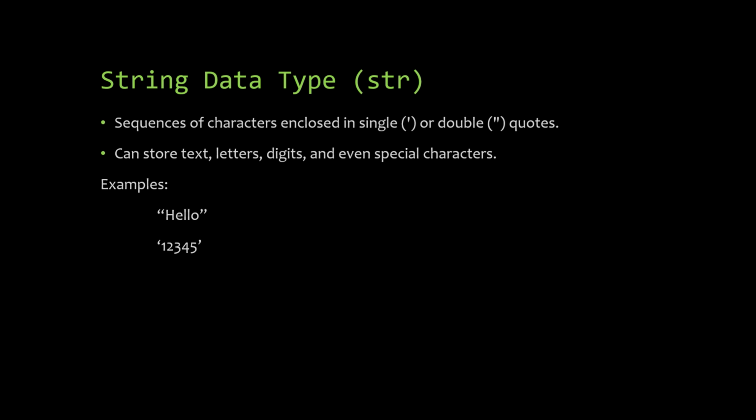Finally, we have strings. And strings are just collections of text, letters, digits, characters. So if I have two words and I have a space in between them, that is actually a character. And you can see I have single quotes on the numbers 1, 2, 3, 4, 5, and then I have double quotes on hello. So I can use either one. I just can't use a single quote on one side of my string and a double quote on the other side. I have to have a matching set.